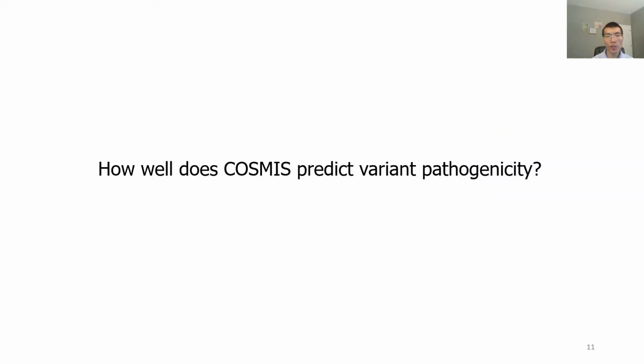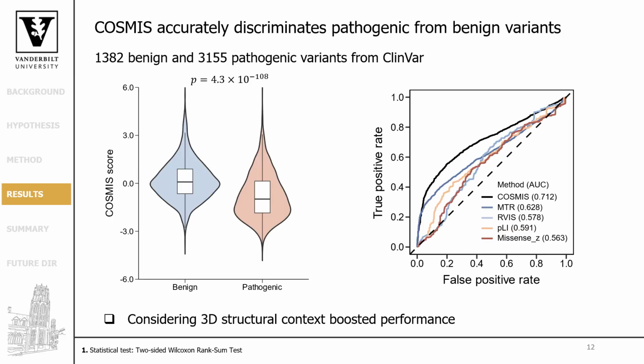The next question we asked was, how well does COSMIS score predict variant pathogenicity? To answer this question, we computed the COSMIS scores for over 4,500 variants whose pathogenicities have been unambiguously annotated in ClinVar. Our analysis indicates that, on average, residues that give rise to pathogenic variants have a significantly more constrained COSMIS score than residues that give rise to benign variants.